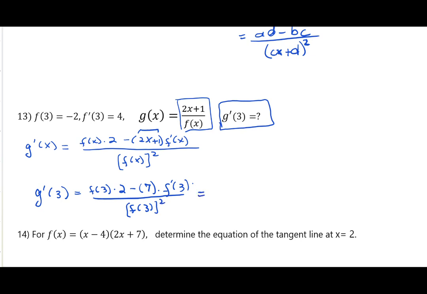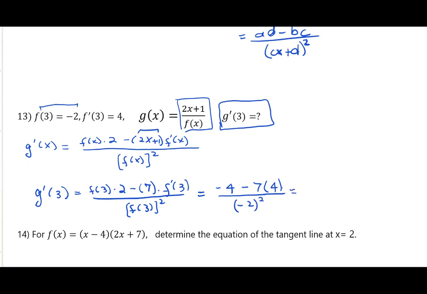And I'm going to plug in the values of f of 3 and f prime of 3. So given that f of 3 is negative 2, we're going to have negative 2 times 2 as our first term, so negative 4, minus 7 times f prime of 3, 7 times 4, everything over f of 3 squared, that's negative 2 quantity squared.